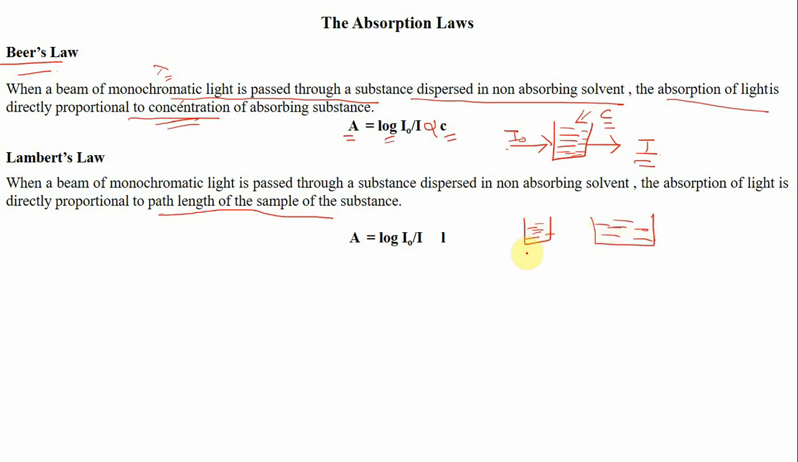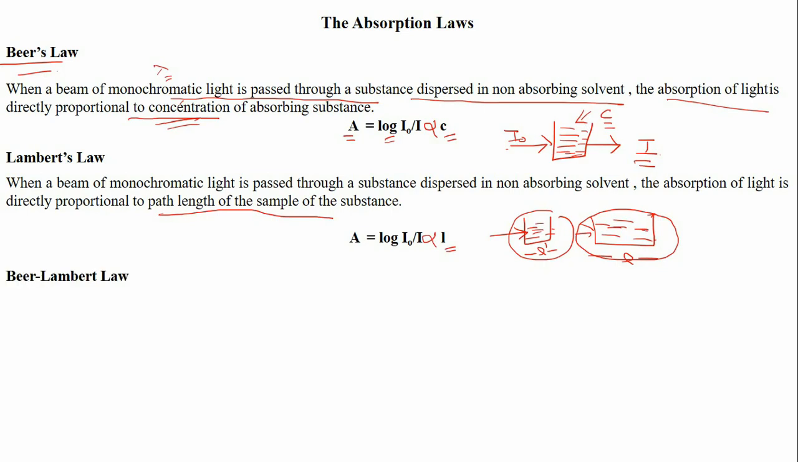Now in both cases, here the path length of the sample is, say, L prime, and here it is L. This law says that when a beam of light passes through a substance present in a non-absorbing solvent, the amount of light absorbed depends upon its path length. Here the path length is more, so the absorbance will be more. Here the path length is less, so the absorbance will be less. So absorbance is directly proportional to the path length of the sample. The more the path length of the sample, the more the absorbance.